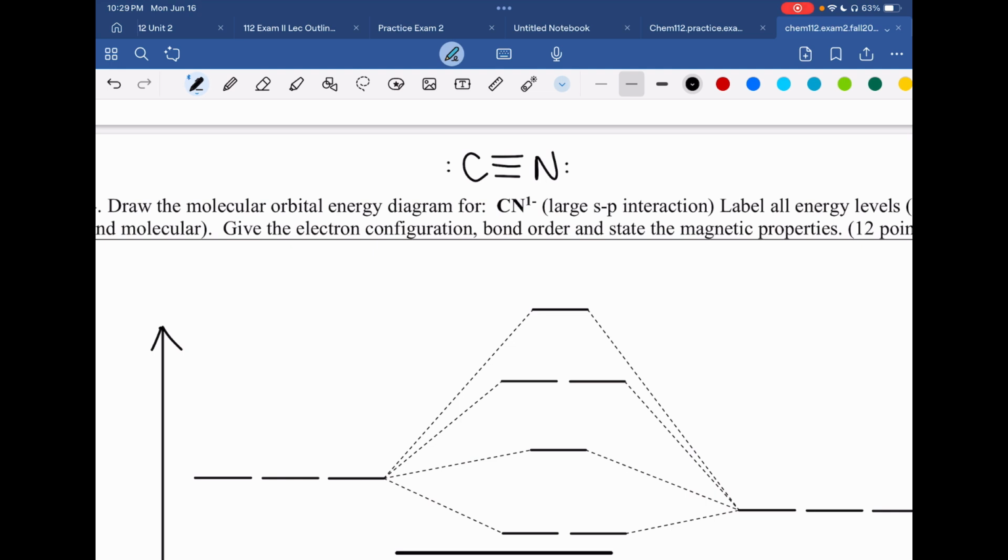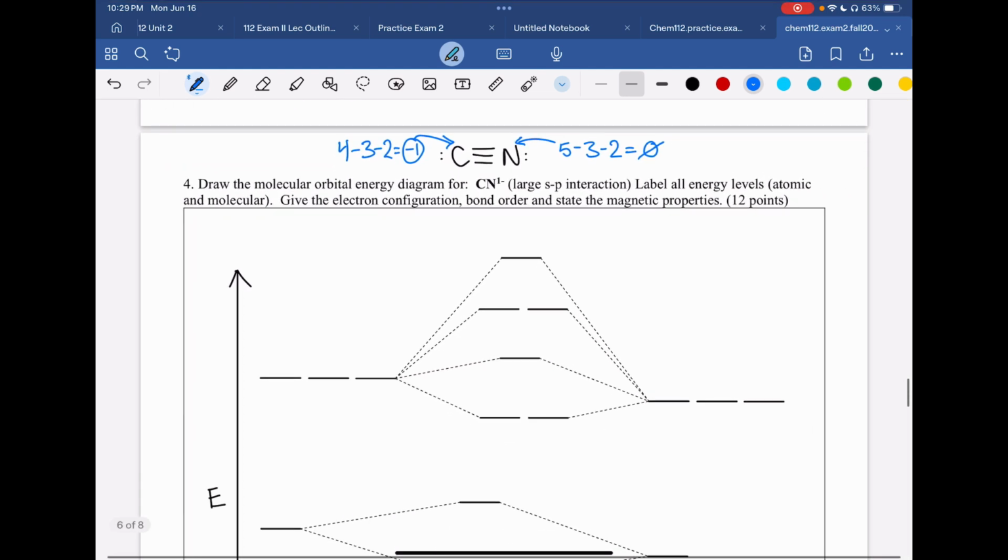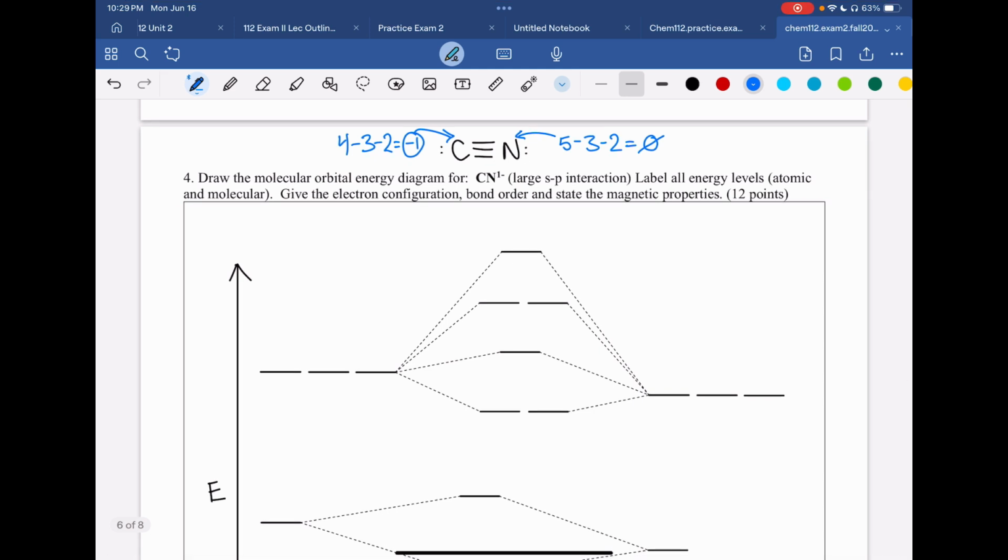Now let's check the formal charges. So the formal charge of nitrogen is 5, minus 3 lines minus 2 dots, is 0. Carbon is 4, minus 3 minus 2 dots equals -1. So, a couple interesting things about cyanide.